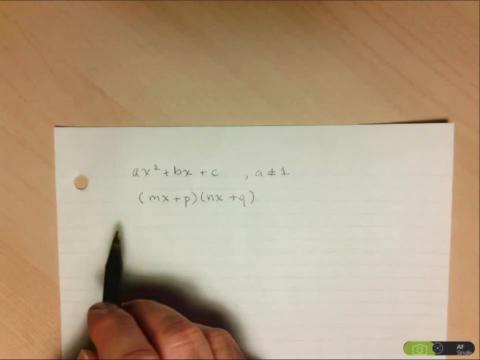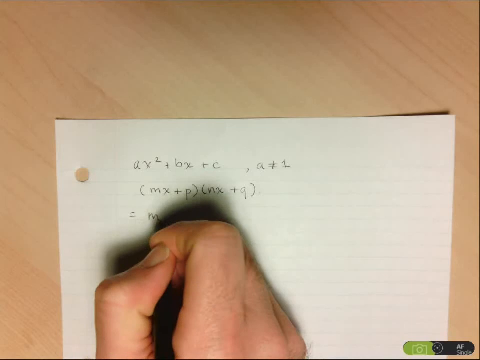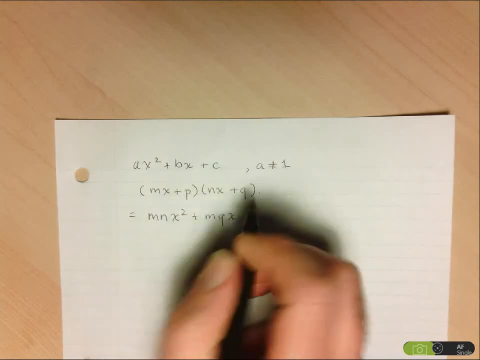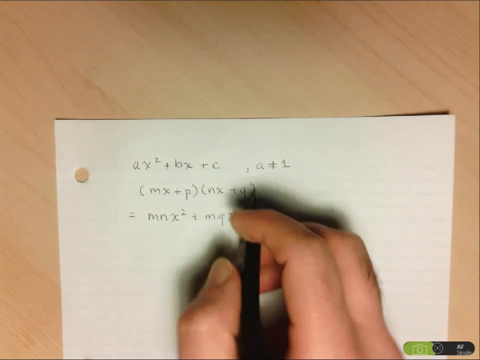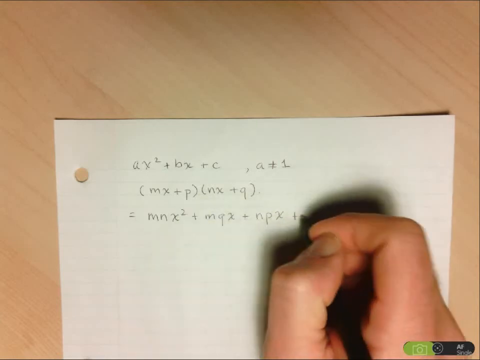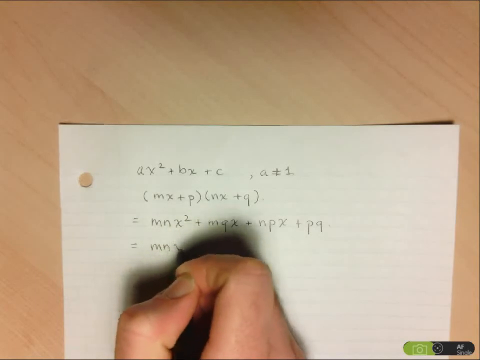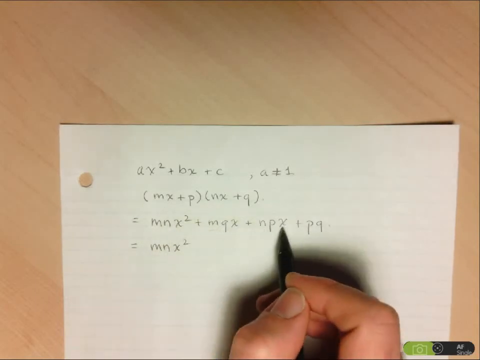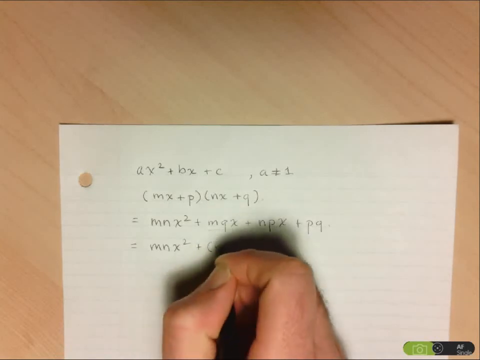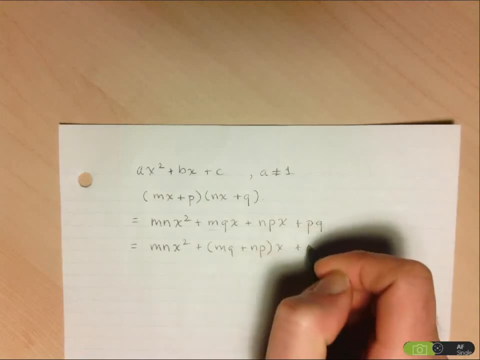So let's multiply this out and see what happens, see if we can find some patterns. So multiply the first two here, so we have mnx squared, then we have mqx, then we'll multiply these two here. I'll write it in alphabetical order, write it as npx, and then the last plus pq. Okay. Now we'll bring together the like terms, which again as usual are the middle terms, and since when we add like terms we're only adding the coefficients, so I'll write it as mq plus np, all of this times x, and then plus pq.